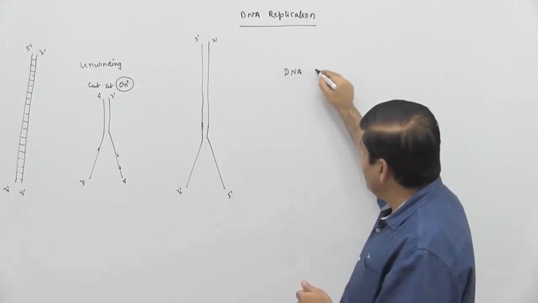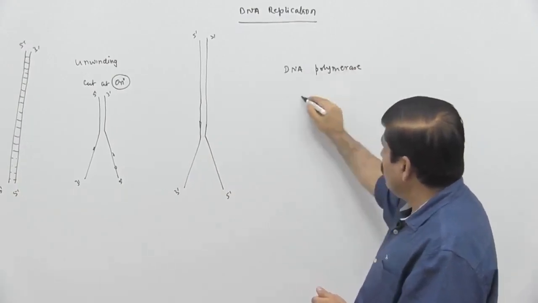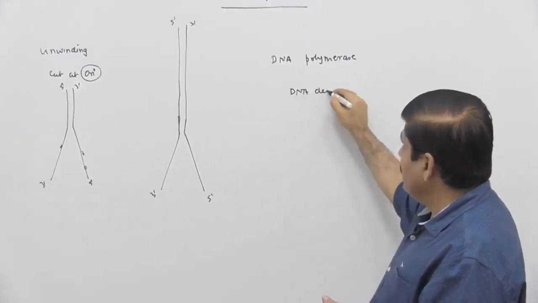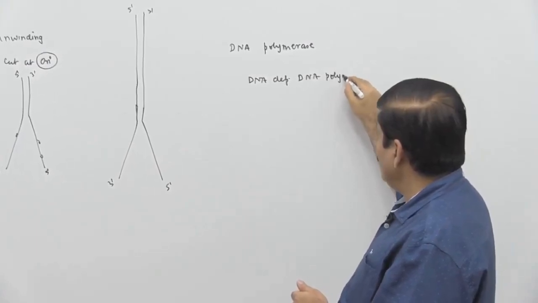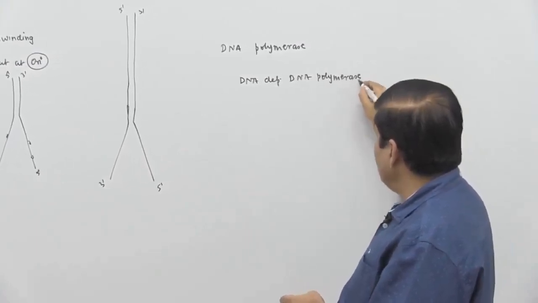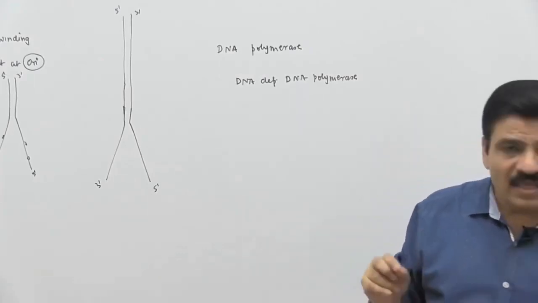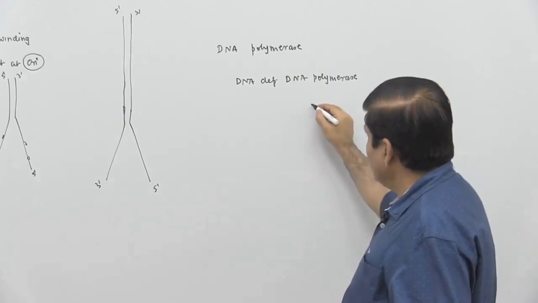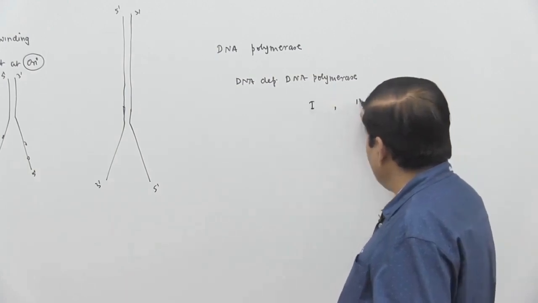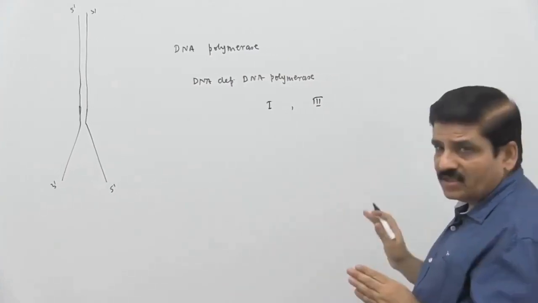We are saying DNA polymerase. I told you this enzyme should actually be called DNA dependent or DNA directed DNA polymerase. And I advised you to remember at least 2 of them in a prokaryotic cell. That would be DNA polymerase 1 and DNA polymerase 3. So let us recap a little bit of their functions.